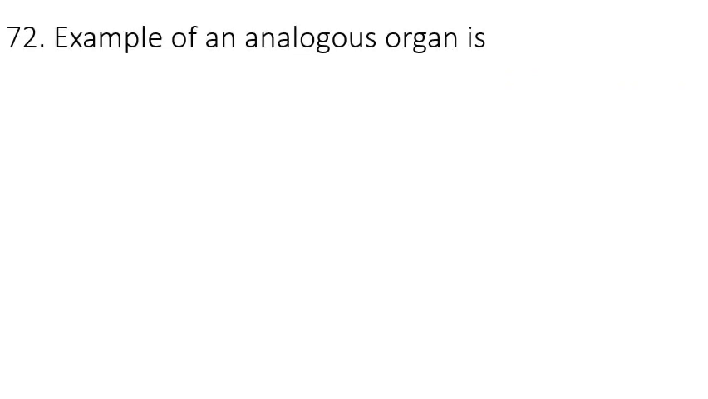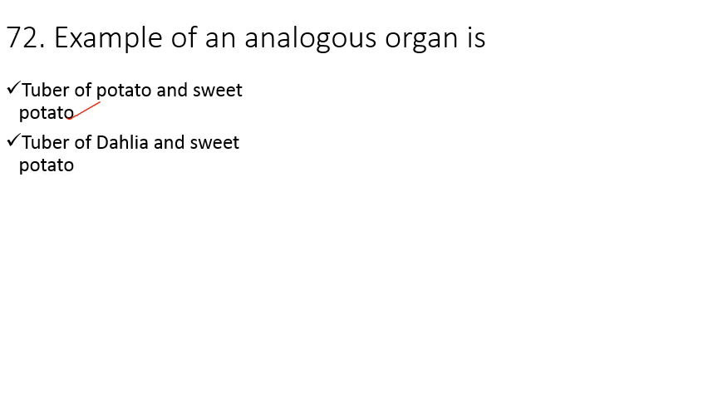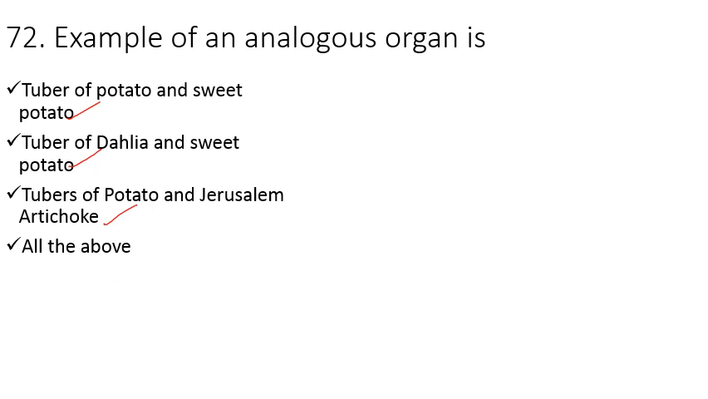The next question is: an example of an analogous organ is, options are tuber of potato and sweet potato, tuber of dahlia and sweet potato, tuber of potato and Jerusalem artichoke, and all of them. So its right answer is tuber of potato and sweet potato. Analogous organs means the organs which look similar but have different origin.